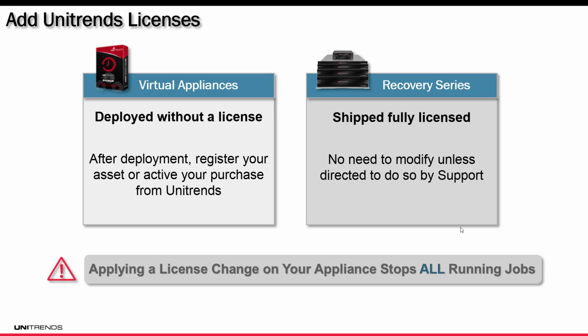Now, applying a license change on your appliance, no matter which version, will stop all running jobs. It will cancel the job. You want to make sure the first thing you do before you make any licensing changes is check your job active queue, and make sure you don't have any active jobs running. That includes backup copies, by the way.